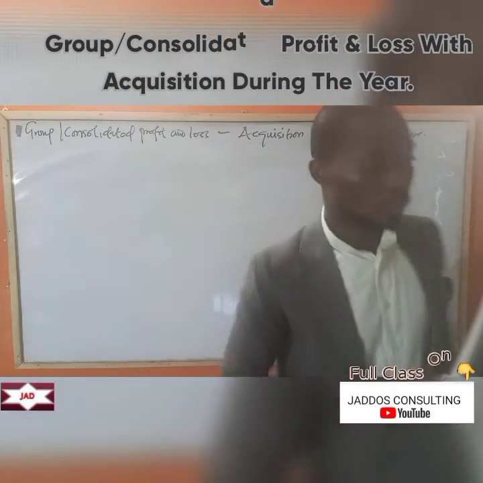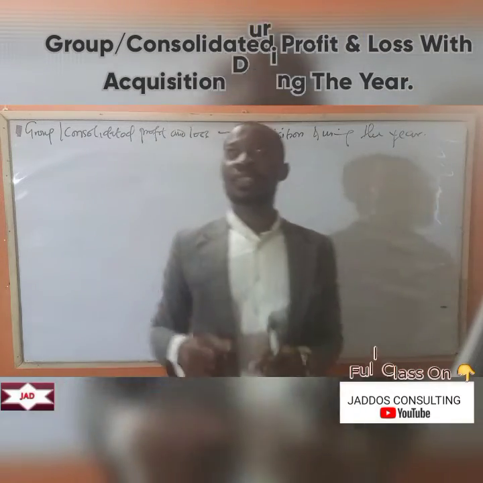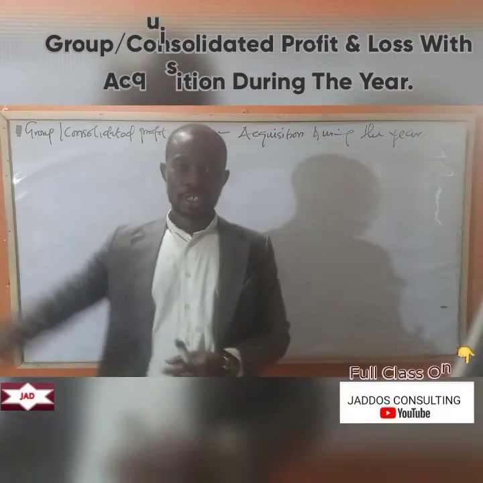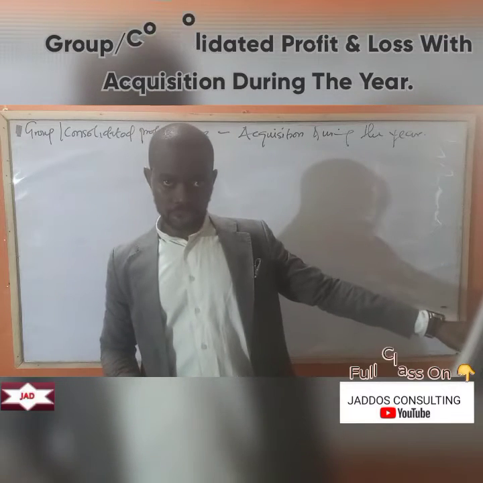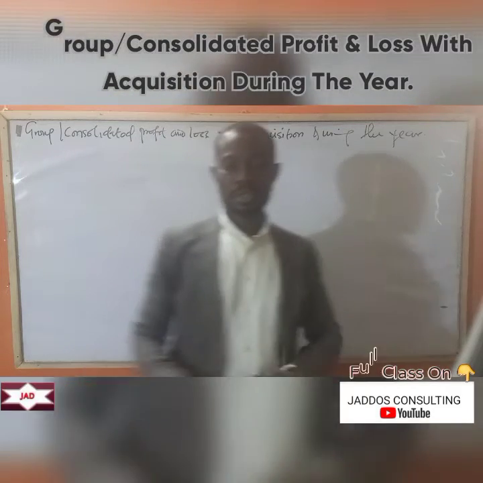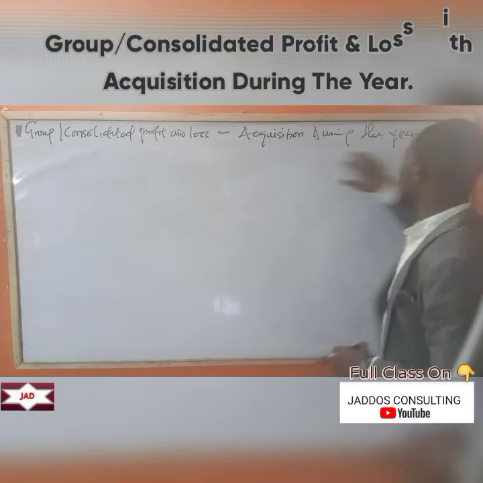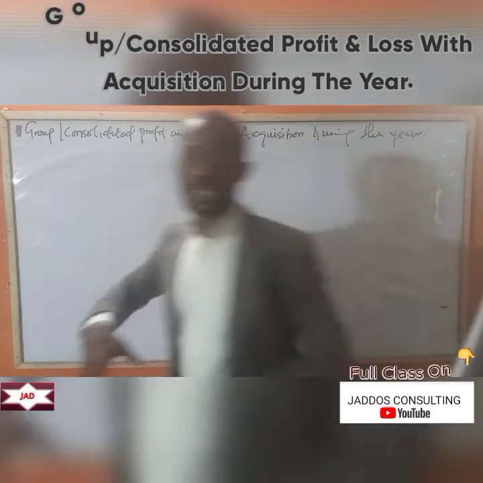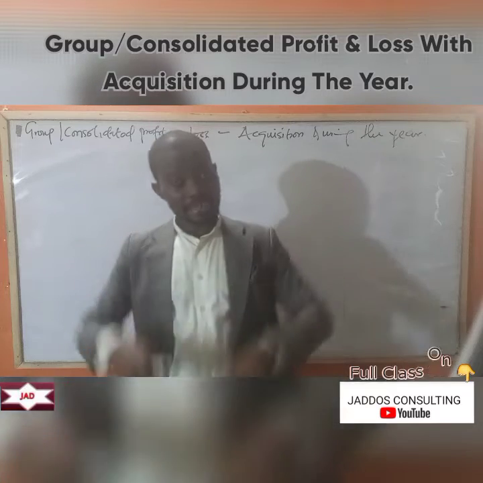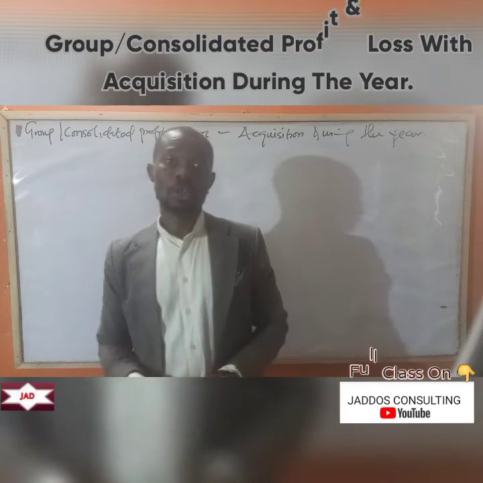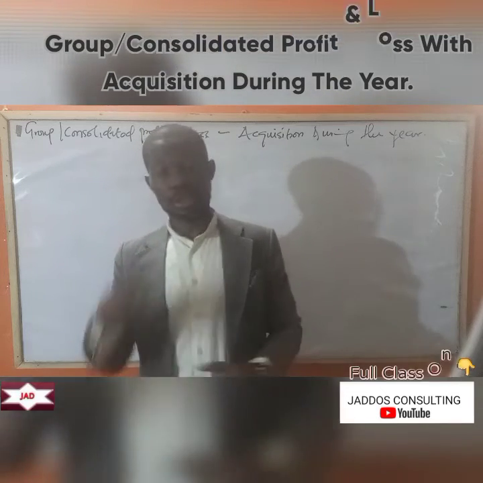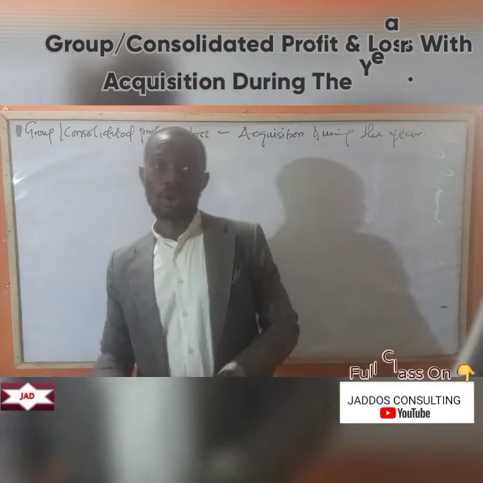What we've been doing before now is that most of what we looked at is that the year of acquisition is not the year of consolidation. So there we are able to establish the pre-acquisition and post-acquisition element. But now you're saying acquisition during the year. So it means that we acquire the subsidiary in a particular year, and then we are preparing a consolidation in that same year. Don't forget that when it comes to reserve, or profits and loss in consolidation, we are looking at pre or post acquisition elements.